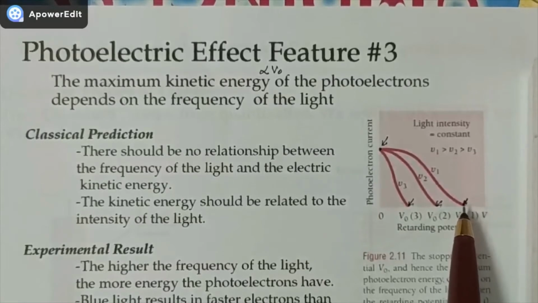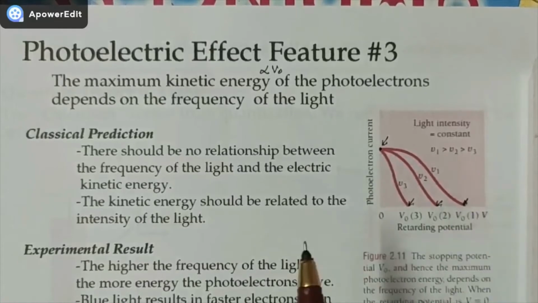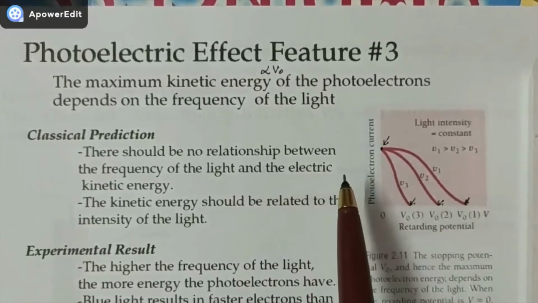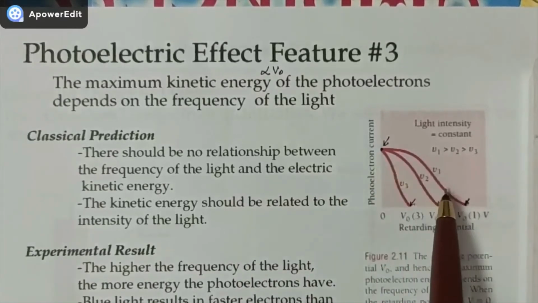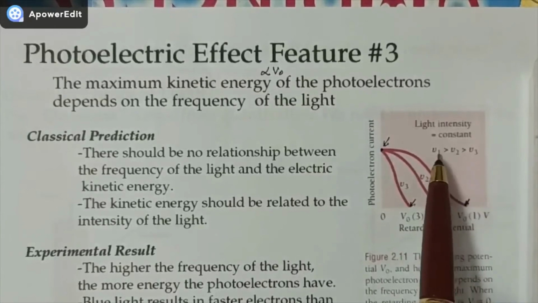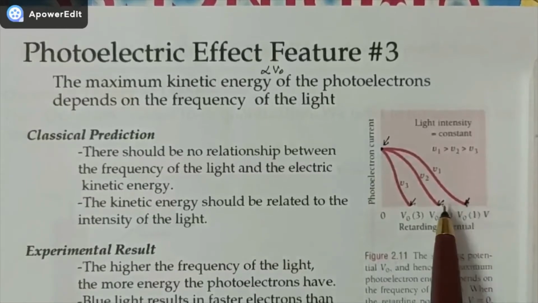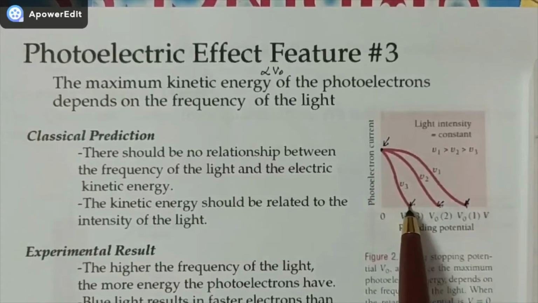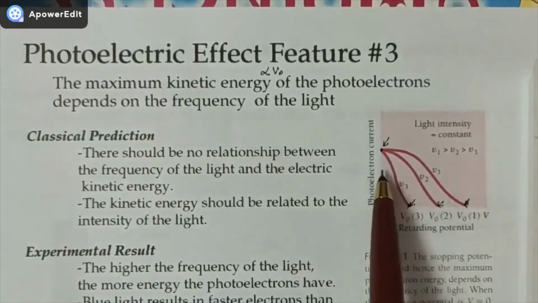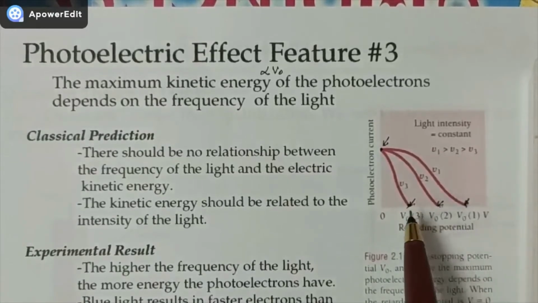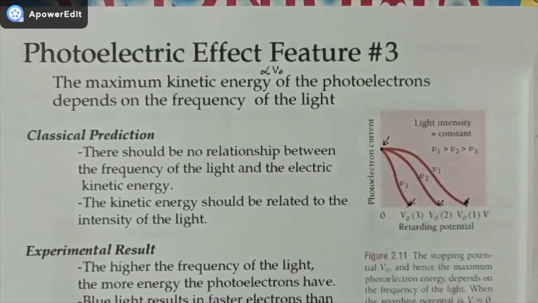So this implies that if I change the frequency, then the kinetic energy of the photoelectrons coming from the metallic surface changes. Because nu 1 is a greater frequency than nu 2 and nu 3, the greater the frequency, the greater the kinetic energy of the photoelectrons coming out. Okay, because the stopping potential is more than this and more than this. So now the maximum kinetic energy is depending on the frequency. If I keep on changing the frequency, the kinetic energy of the photoelectron changes, keeping the intensity constant.